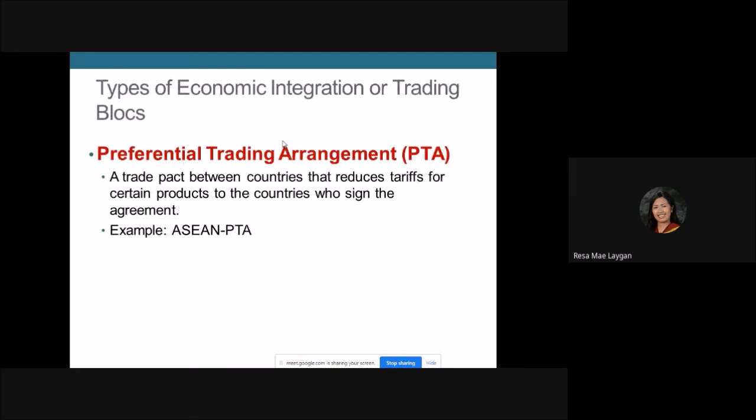So meron tayong mga different types of economic integration or mga trading blocks. So meron tayong PTA or preferential trading arrangement. So members apply here have lower tariffs, no, have lower tariffs to imports from each other than those from non-member countries. So kapag yung isang country is member ng ganitong trading bloc, mas makakatipid sila sa tariff. Mas maliit yung tariff na mababayaran nila when they are going to export, no, to other countries. So for example, we have here ASEAN, yung part sa ASEAN, and including Philippines, no? So kapag mag-export tayo sa other countries, mas maliit lang yung tariff na mababayaran natin.